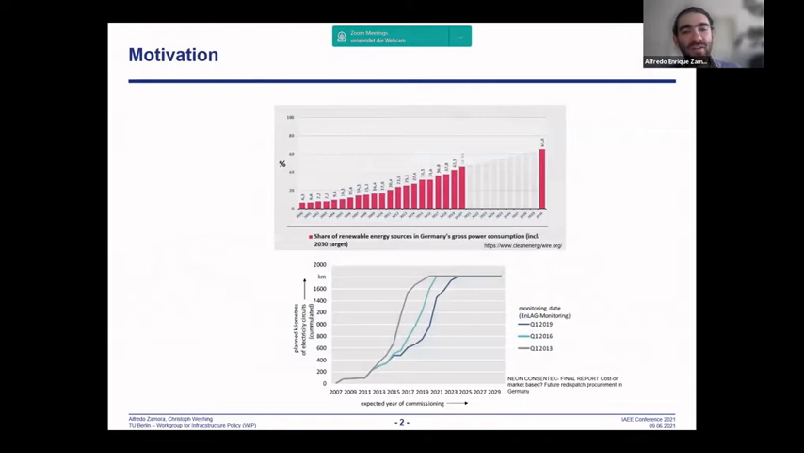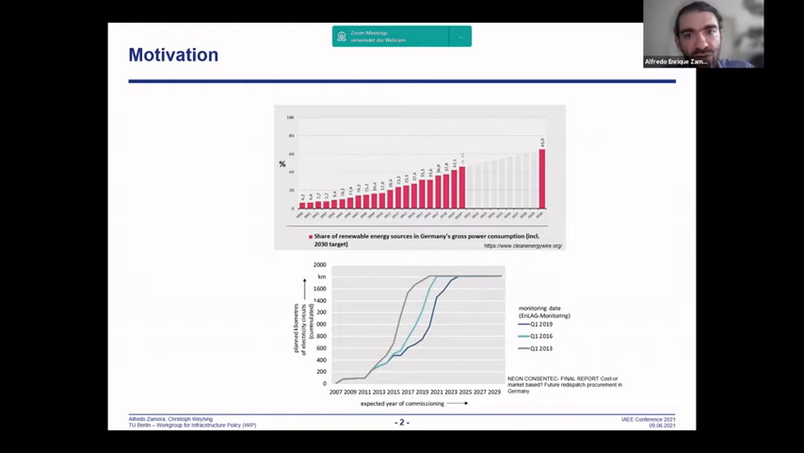So I want to start the motivation with these two graphs. They're very interesting. In the upper graph, we see the share of renewable energy sources for Germany for the last 20 years, including the target for the year 2030. As we know, in Germany we have the generation distributed alongside the country. And since the grid has been built for another type of generation, we have presented some issues with congestion in the transmission lines.